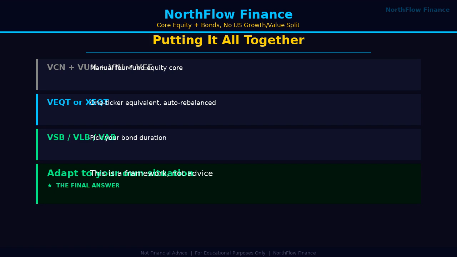If you'd rather have a single ticker solution, VEQT or XEQT bundle the equity side automatically, at the cost of that built-in home country tilt. And remember, we left out the growth versus value split on purpose, because Canadian markets just don't have the same depth of style-based products the US market does. Adapt the specific weights to your own risk tolerance, time horizon, and tax situation.